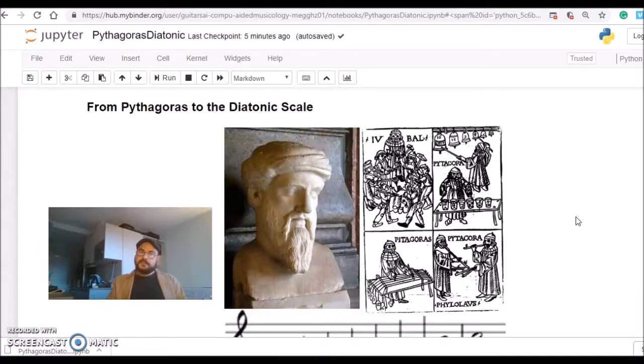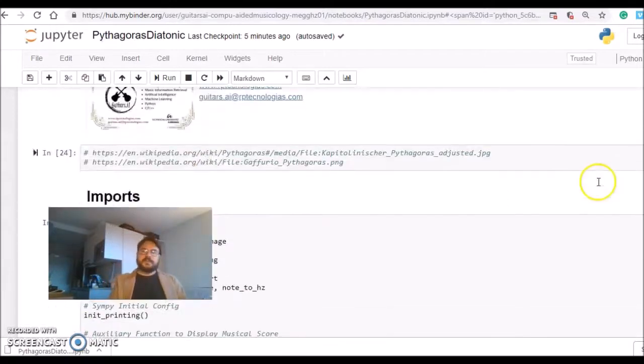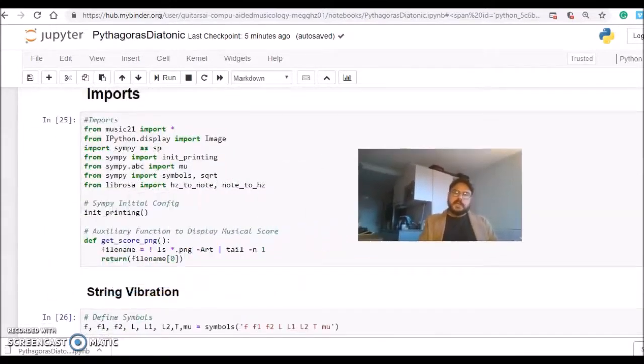These ratios, the physics behind them, stand, and we can use some standing wave equations in a string to fundament this thinking. Anyway, Pythagoras was a genius, a mathematician, philosopher, and his contribution also in music is phenomenal. So let's get started. As usual, I'll import the packages we're going to use.